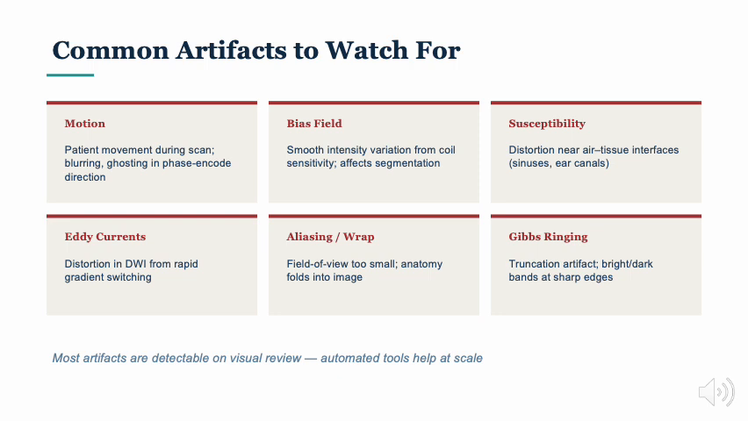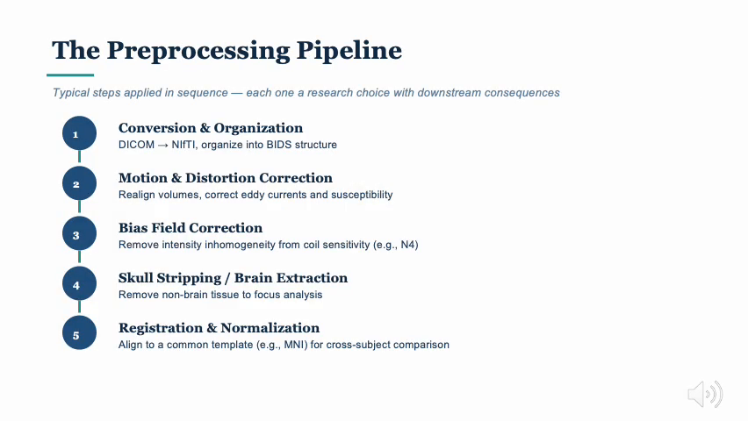Aliasing or wrap happens when the field of view is too small and anatomy folds into the image. And Gibbs ringing is a truncation artifact producing bright and dark bands at sharp edges. Most of these are detectable on visual review, and automated tools can help us catch them at scale. Here is a typical preprocessing pipeline. And remember, each step is a research choice with downstream consequences.